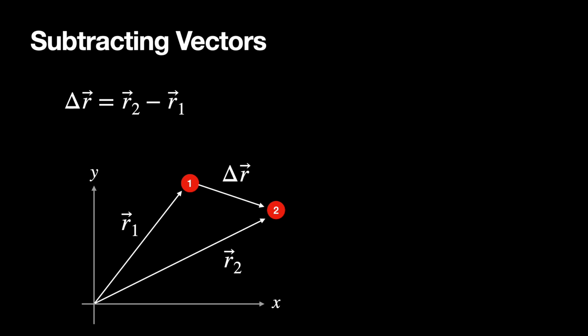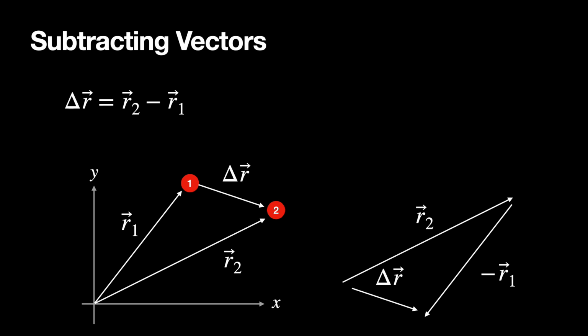So you can also do it by adding a negative vector. Let's take the vector R2. Now let's take the negative of R1. If I take the negative of R1, it's the same thing as R1 except it's just flipped in direction. So here's negative R1. Now I'm adding R2 plus negative R1. So I go from the tail of R2 to the tip of R1, and I get delta R, and you see that's the same exact vector.